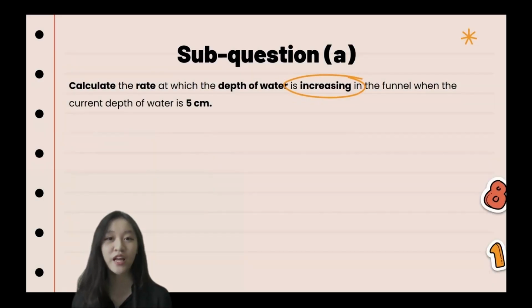Hi, my name is Lan An, and I will be presenting sub-question A, steps 1 through 4. This question is to calculate the rate at which the depth of water is increasing in the funnel when the current depth of water is 5 cm.